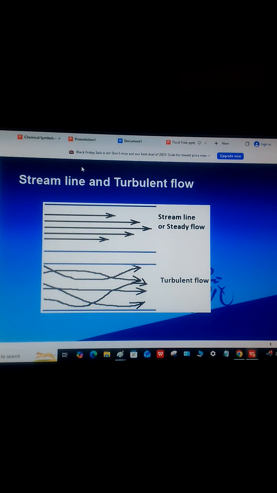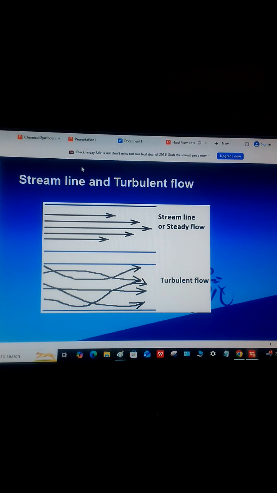Number three, an obstacle. When an obstacle is placed on the path of the streamlines and it blocks or breaks the streamlines, it causes turbulent flow.